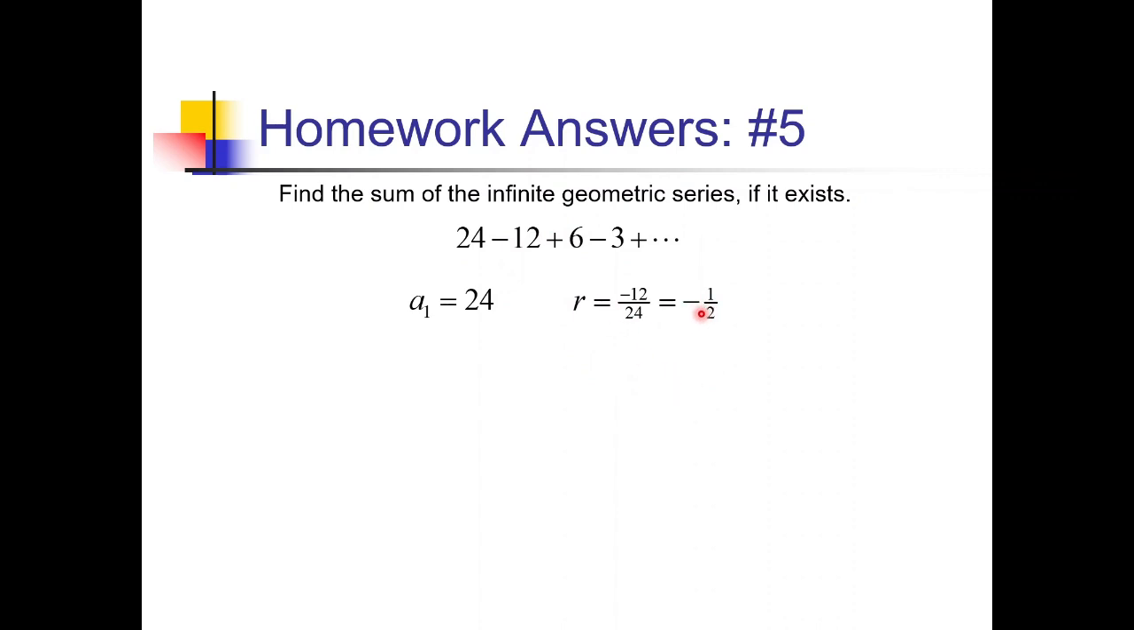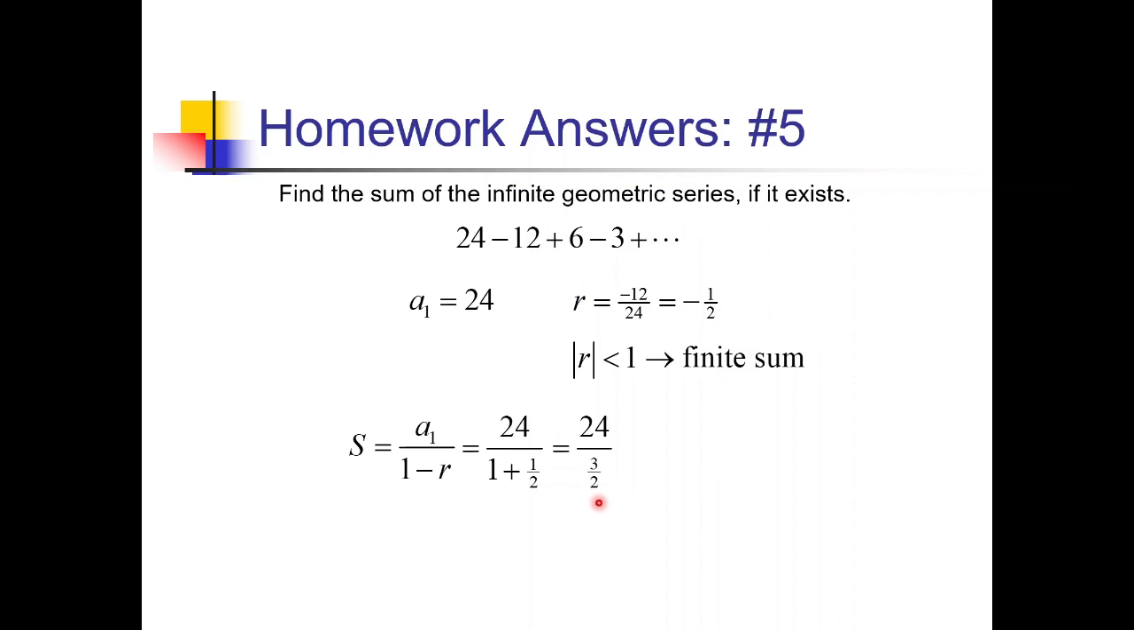Negative 1/2, the absolute value of that is less than 1. This tells us that we've got a finite sum for this series. So we'll use our formula, S equals a1 over 1 minus r. So that's 24 over 1 minus negative 1/2. So 1 plus 1/2 then. 1 plus 1/2 is 3/2. And then if I same change flip this, so 24 times 2/3. 24 divided by 3 is 8. 8 times 2 is 16.